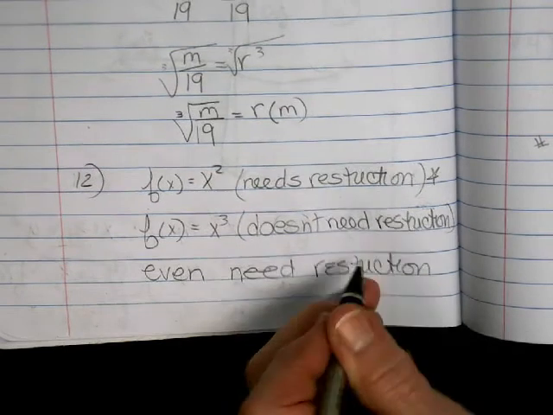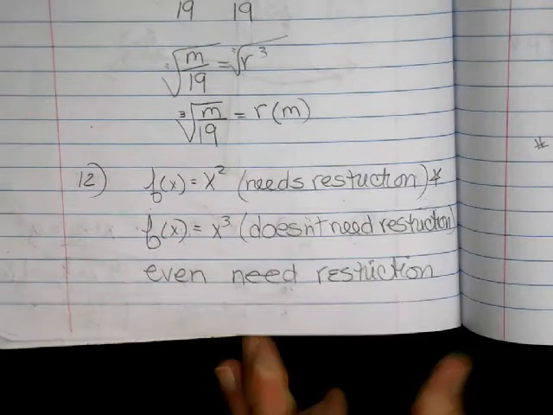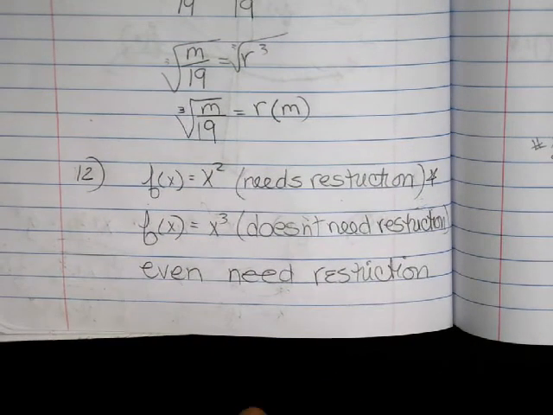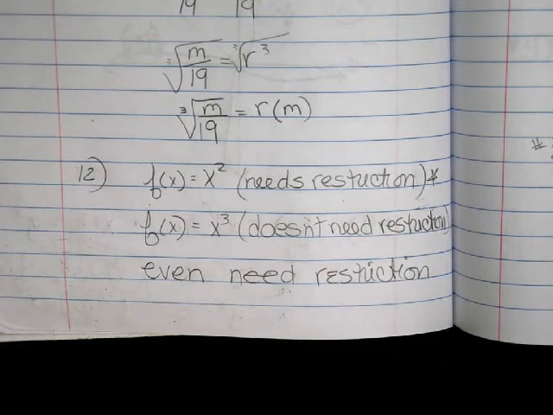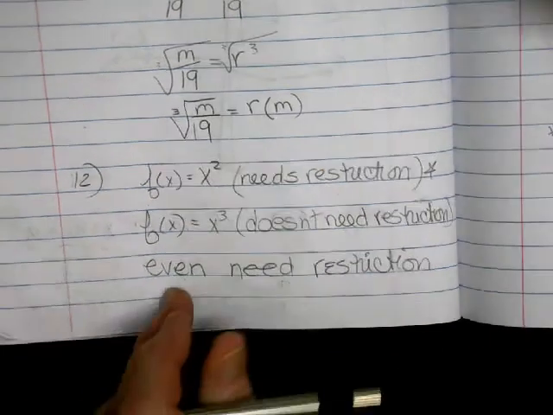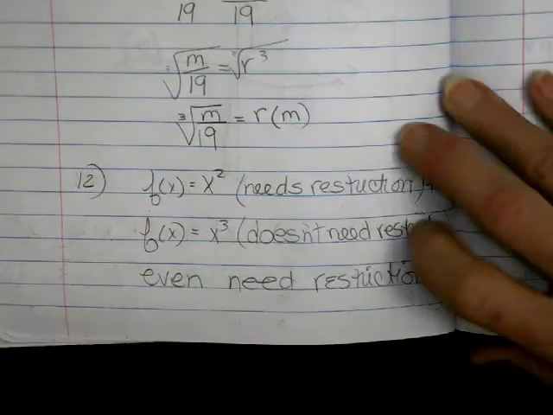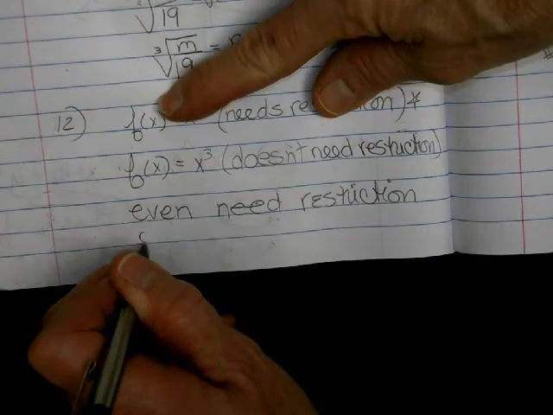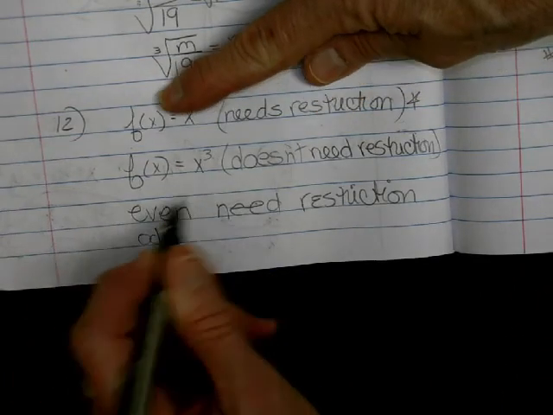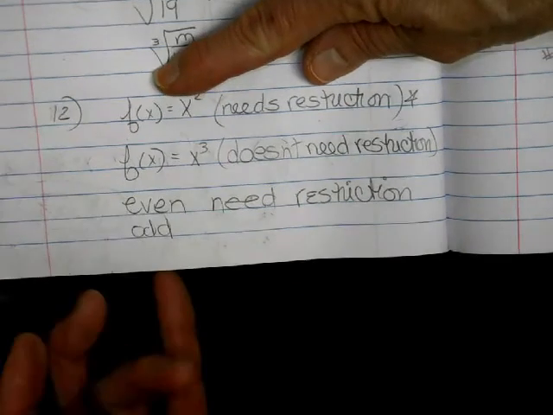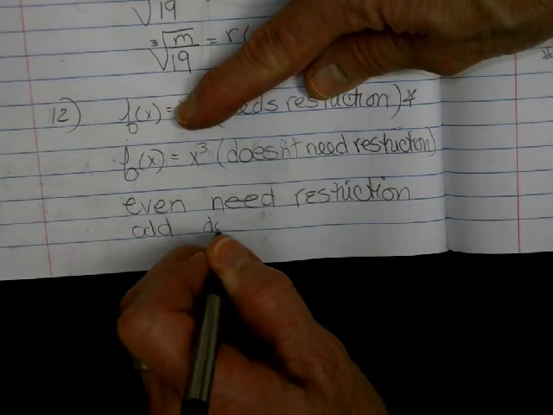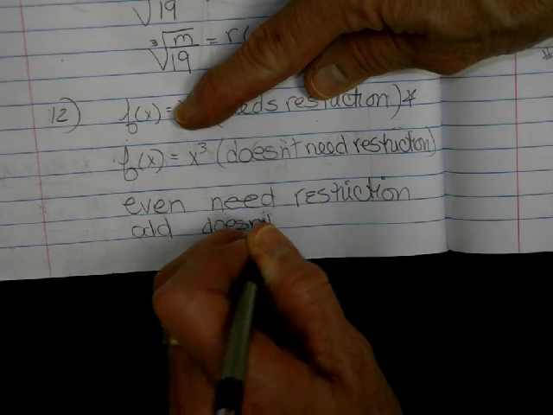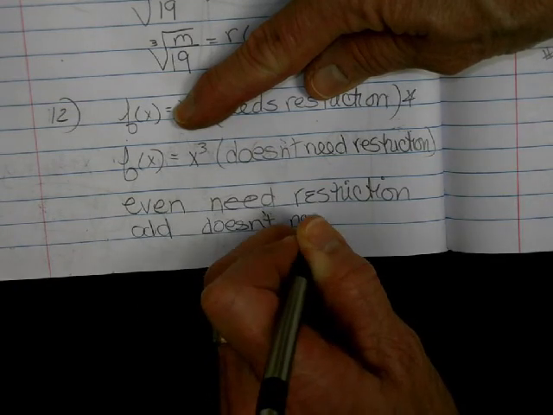Because if you took the fourth root of a negative number, it wouldn't be a real number. Take the eighth root of a negative number, it wouldn't be a real number. But if you take an odd root, any odd function doesn't. And you can test it out.